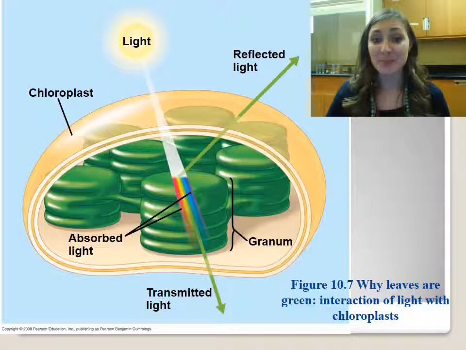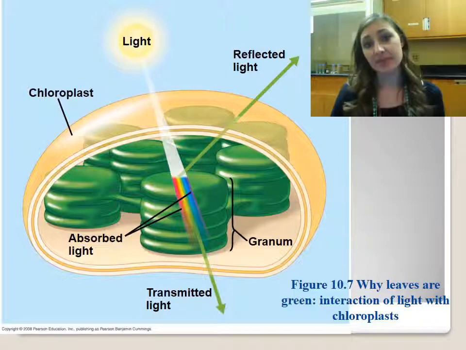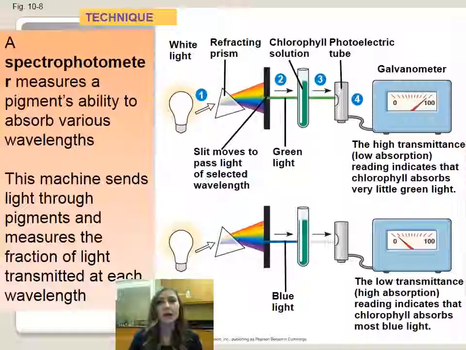Visible light is made up of red, orange, yellow, green, blue, violet, and all of those colors are being absorbed by the pigment molecules in the thylakoids in the chlorophyll, and green is not. So green is reflected back, and that's why plants look green.